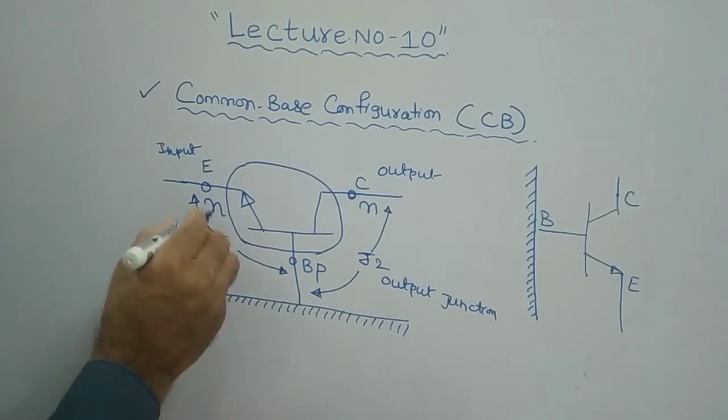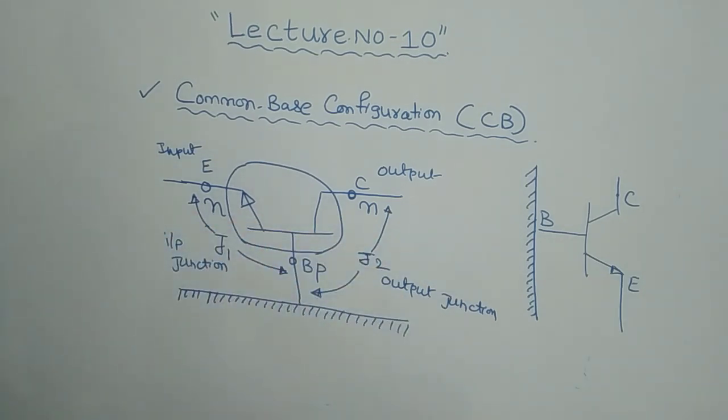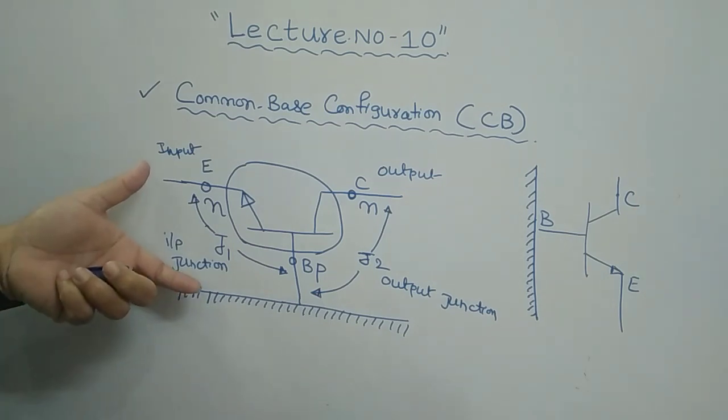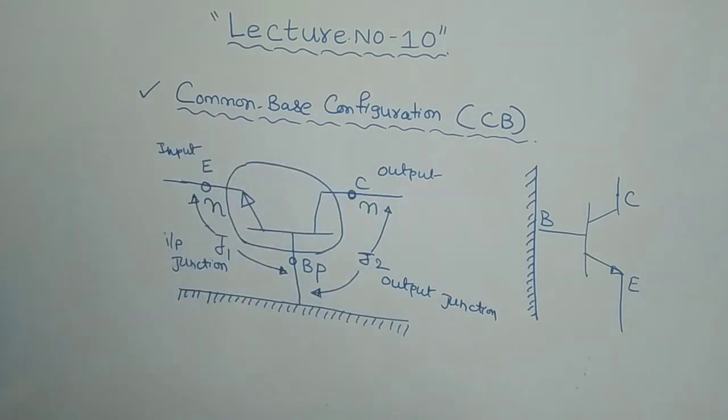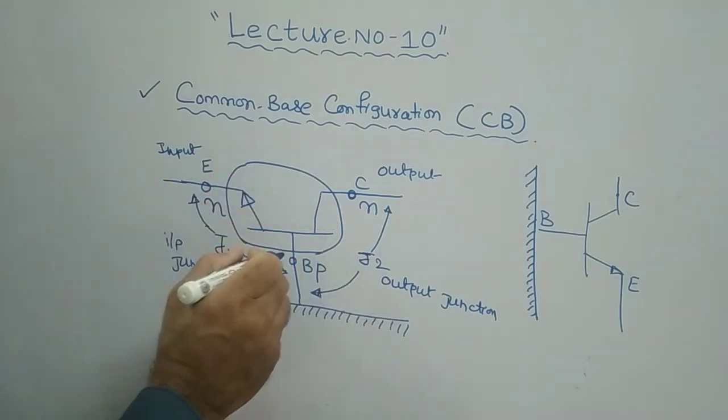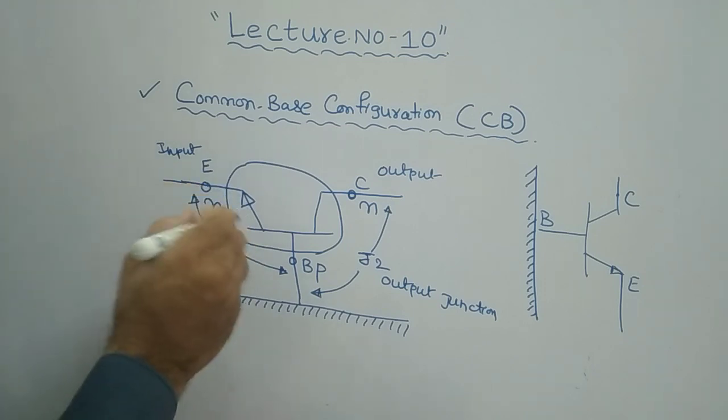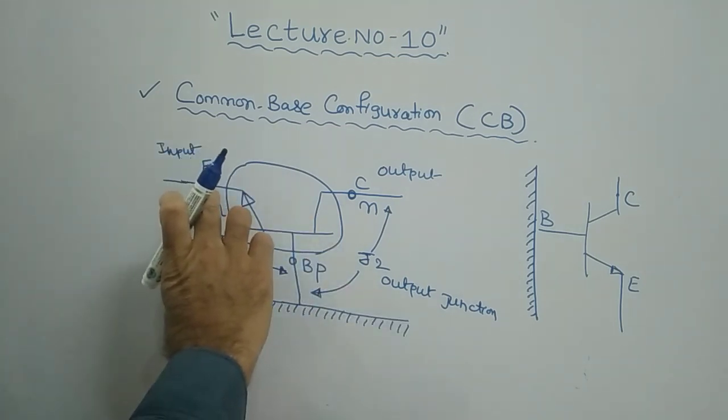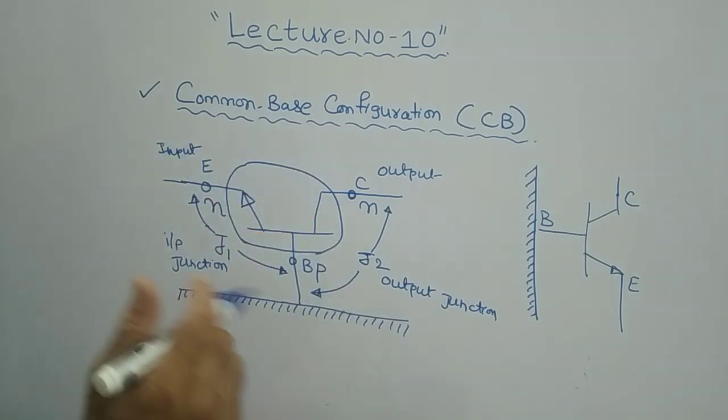Now, how must these junctions be biased? How will the voltages be given between the input junction and the output junction? Remember always: for a transistor which is to be operated as an amplifier, the input junction must be forward biased.